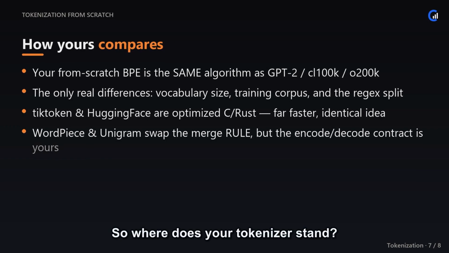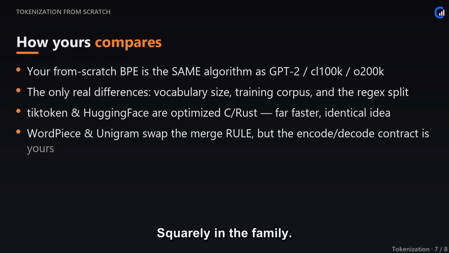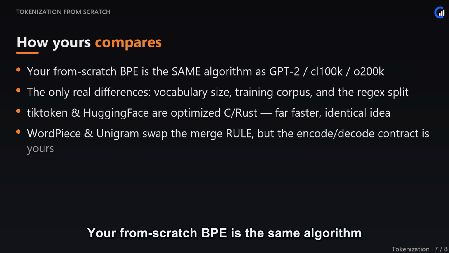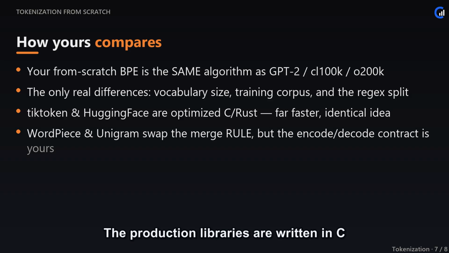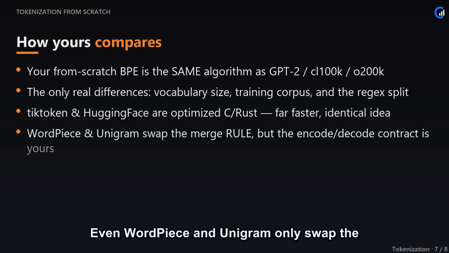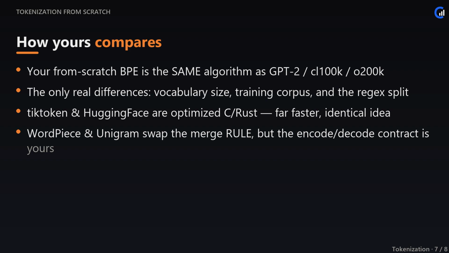So where does your tokenizer stand? Squarely in the family. Your from-scratch BPE is the same algorithm running inside GPT-2, cl100k, and o200k. The only differences are scale, how big the vocabulary, how much training text, and the regex pre-split. The production libraries are written in C and Rust, so they're dramatically faster, but the idea is identical. Even WordPiece and Unigram only swap the rule for choosing merges. The encode and decode contract you built is exactly the same.